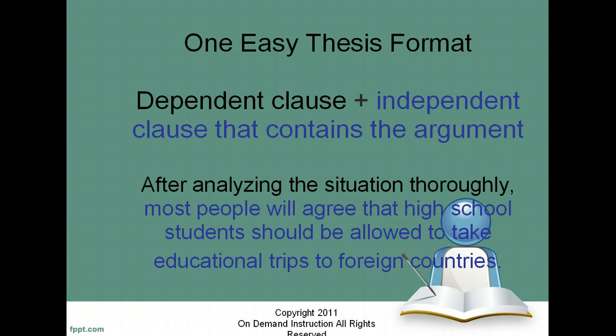Here you can see our dependent clause in black: after analyzing the situation thoroughly. The first part contains a preface or setup for the argument. You can use the dependent clause to state the opposite viewpoint, which can be very helpful in an essay. Following that is the independent clause in blue: most people will agree that high school students should be allowed to take educational trips to foreign countries. This part contains the argument that students should be allowed to take trips. This is a strong thesis statement.